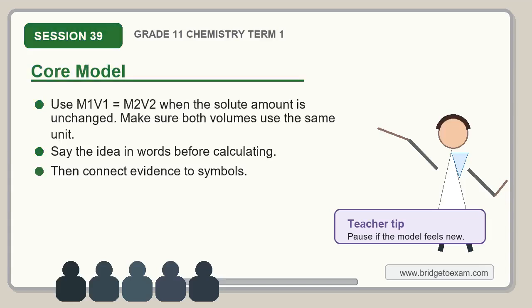The core model is this. Use M1V1 equals M2V2 when the solute amount is unchanged. Make sure both volumes use the same unit. Do not rush to an answer. Build the model first, then let the model guide the calculation or explanation.